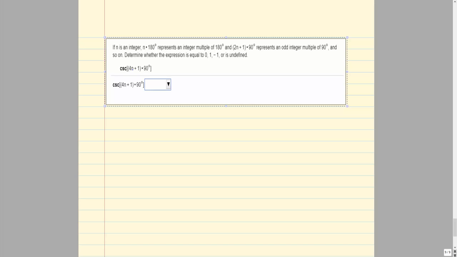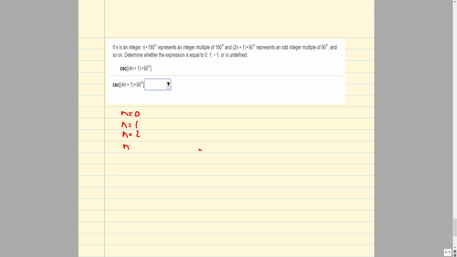Okay, so what this 4n plus 1 means, if we think about plugging in values for n, if I plug in, let's say n equals 0, n equal 1, n equal 2, n equal 3, and so on, I'd have 4 times 0 plus 1, 4 times 1 plus 1, 4 times 2 plus 1, 4 times 3 plus 1. So if I look at these, I would get 1 for my first one, 5, 9, 13. So you can see these are increasing by 4s, but these are all odd. So that 4n plus 1 says odd multiples.